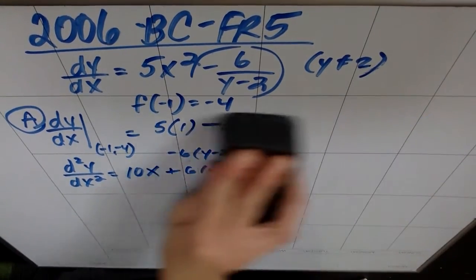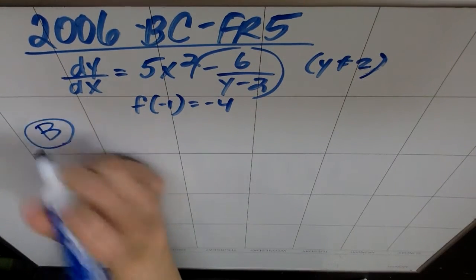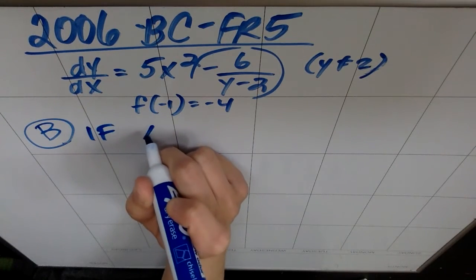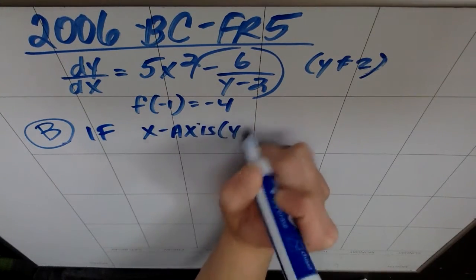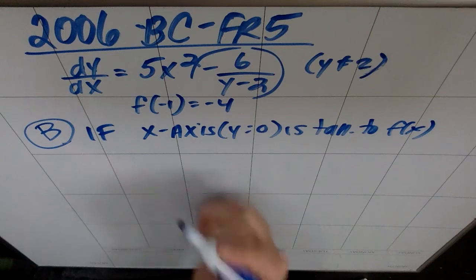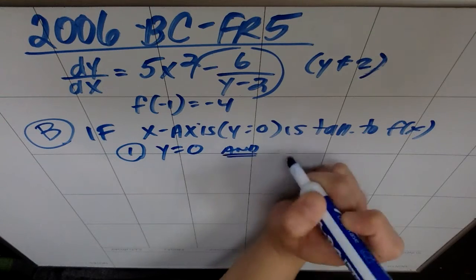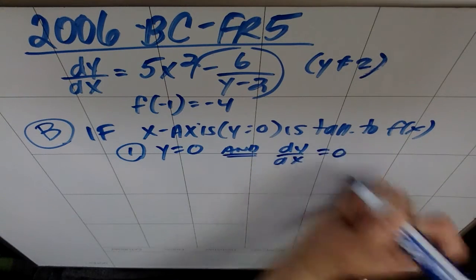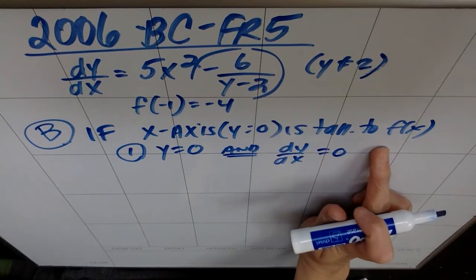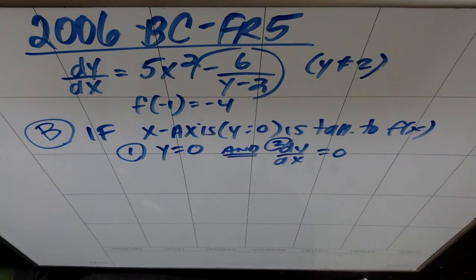So let's put those pieces together. Part B: if the x-axis, which is the line y equals 0, is a tangent to f of x, that gives us 2 pieces of information. Piece number 1, we would need y to equal 0, and at the same moment we would need dy/dx to equal 0, because that's how you have a horizontal tangent. Those are the 2 things that would have to be true simultaneously. The question is, if we plug in y is 0 and dy/dx is 0, do we get something that's physically possible? If the answer is yes, awesome, and if the answer is no, awesome.